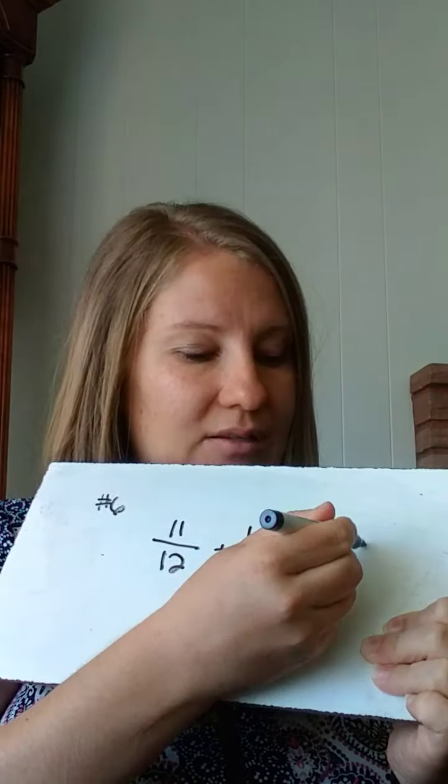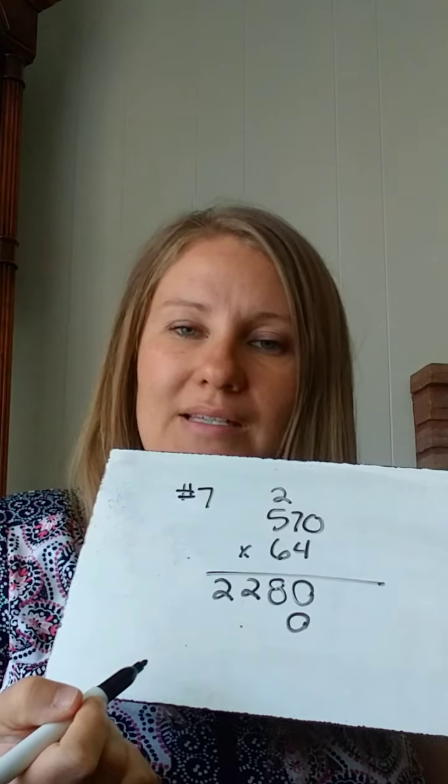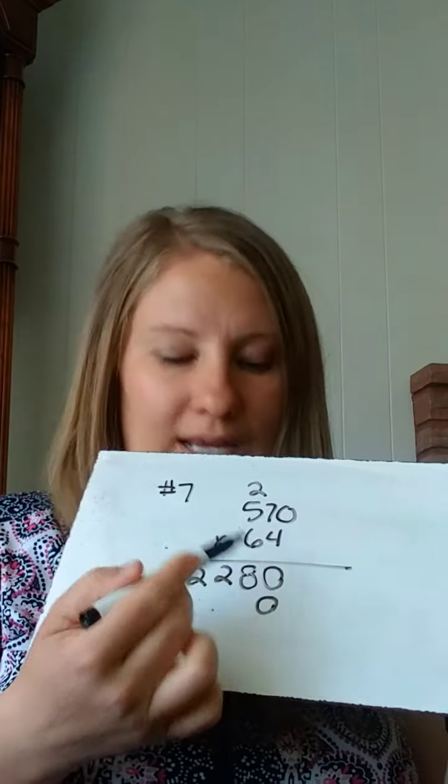All right, number 7, we're going to be doing multiplication. 570 times 64. All right, let's go ahead and multiply this. So 4 times 0 is 0. 4 times 7 is 28. Carry my 2. 4 times 5 is 20, plus 2 is 22. Now I'll go ahead and start with my 0 because now we're going to be multiplying by 60. So to keep it just by 6, I start with a 0.